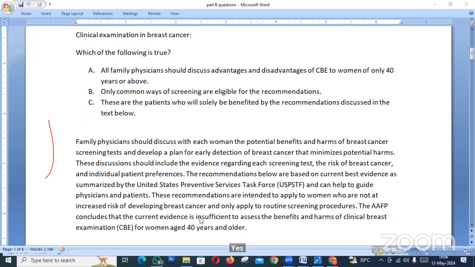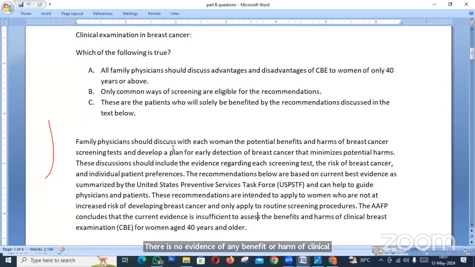Because A concludes that current evidence is insufficient to assess the benefit and harms of clinical breast examination for women aged 40 years or older, okay? All family physicians should discuss advantages of clinical breast examination with women of only 40 years or above. So this is not right, okay? There is no evidence of any benefit or harm of clinical breast examination.